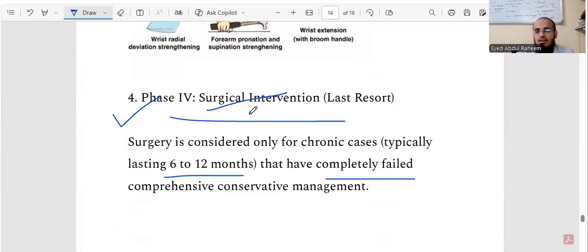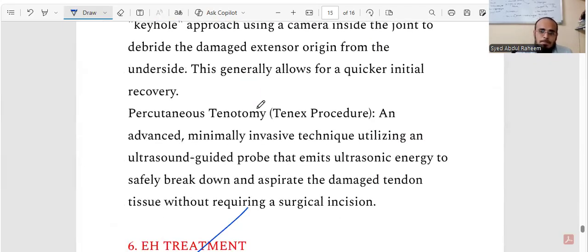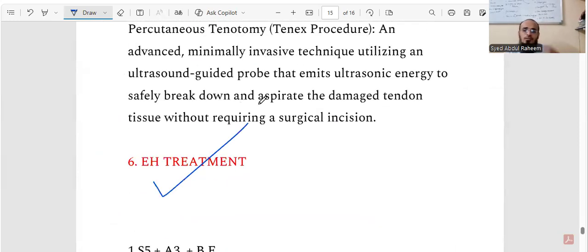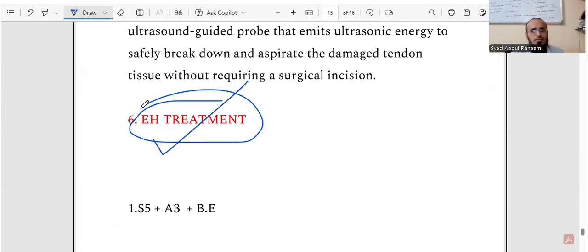Okay, so this is all about the modern treatment. Now come to the part of electrohomeopathy.